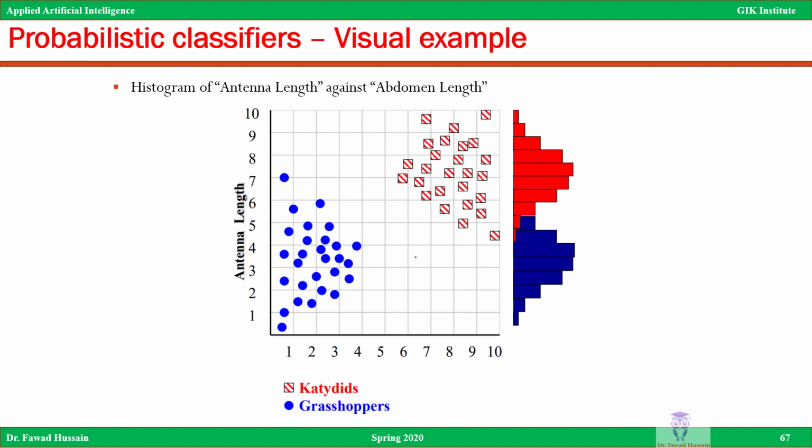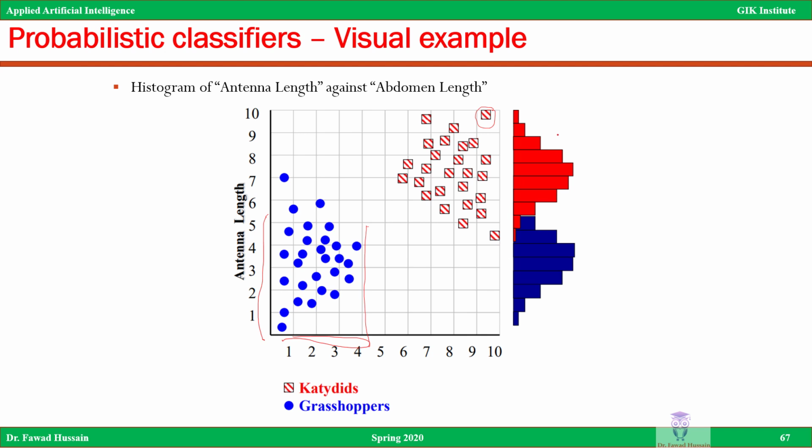If we have enough data, we can plot this graph, and based on this graph we can also plot a histogram. We can see that there are a few katydids that have very long antennas and very long abdomen size, for instance this one, and there are a lot of them that have shorter antennas and a shorter abdomen size. So here we see that it's usually in this range and also in this range.